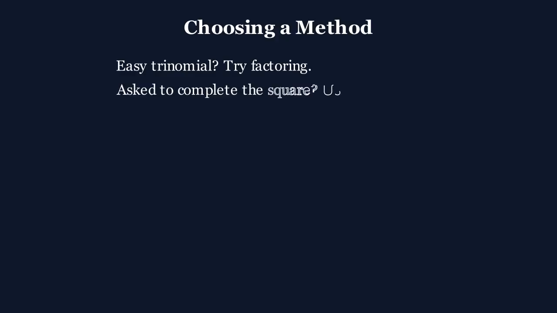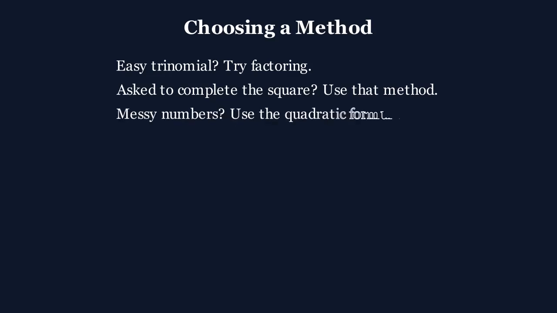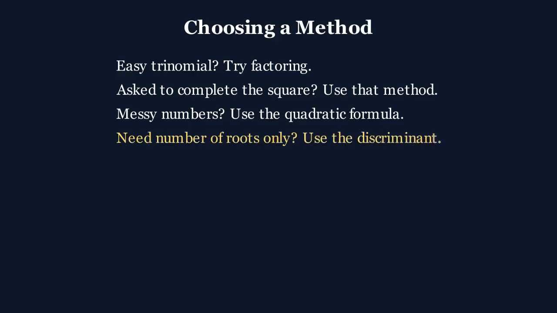How do we choose a method? Try factoring first when the trinomial is easy. Use completing the square when the question asks for it, or when you want an exact vertex-style solution. Use the quadratic formula when factoring is difficult, decimals appear, or you want a method that always works.